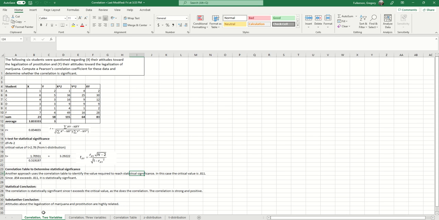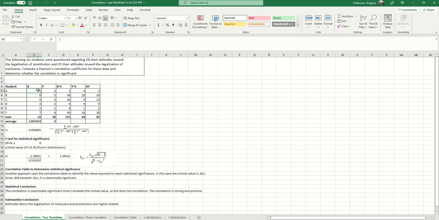So the first problem, looking at the two variables being correlated, says the following 6 students were questioned regarding their attitudes towards the legalization of prostitution and their attitudes toward the legalization of marijuana. Compute a Pearson correlation coefficient for these data and determine whether the correlation is significant.